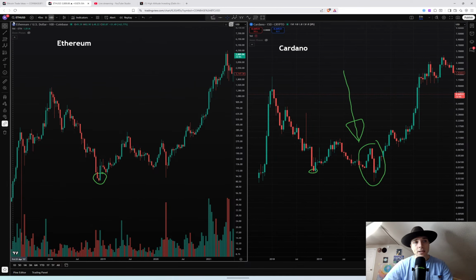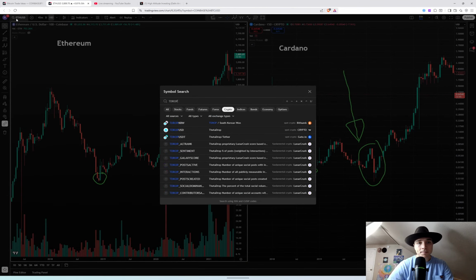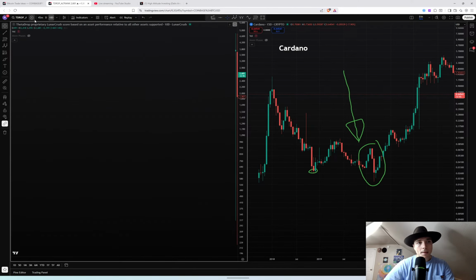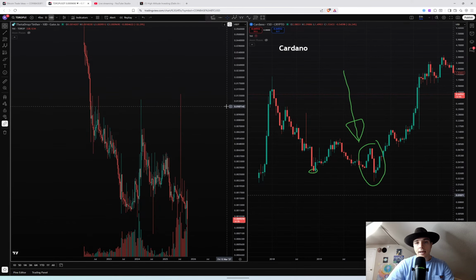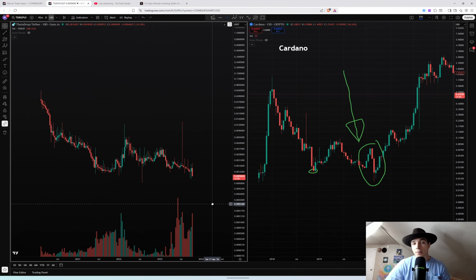In the case of T-drop, let's pull up T-drop now. In the case of T-drop, we have that lower low. We have our low right here.